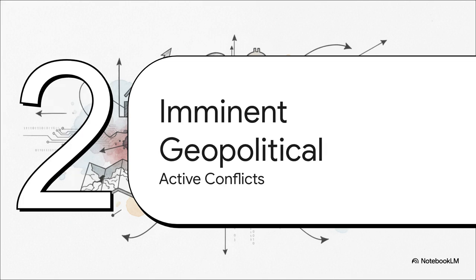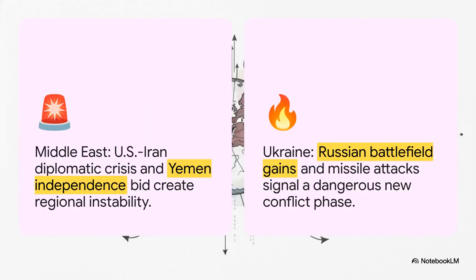Now for Section 2, Imminent Geopolitical Threats. We're going to focus on the two primary conflict theaters. And it is absolutely critical to understand that these are not contained regional issues. Their shockwaves are being felt on a global scale. So here you can see a direct, side-by-side comparison of the key risk vectors.